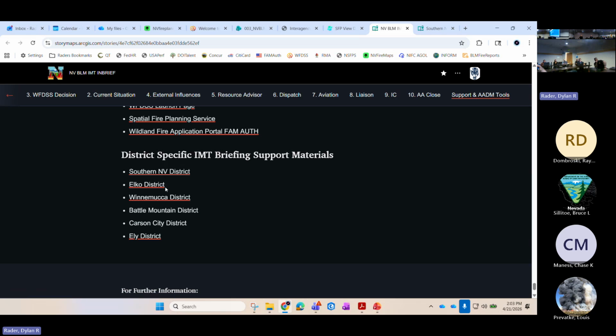But like some of the other districts, some people put all their information on a Google Drive. Some people put their information wherever you put your team in briefing information. If it can be linked, if you want it linked to this story map, just send me the link. I can put it on the story map, and then automatically you have all of your district's information ready to go off this story map.